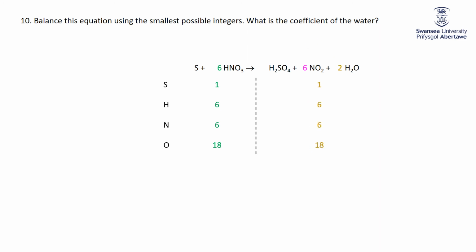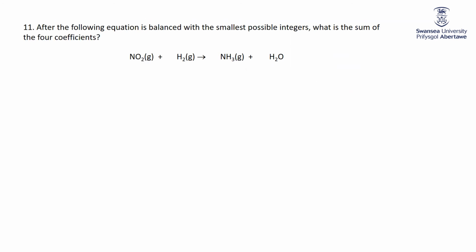Recalculate there, and we've got 1, 6, 6, 18. What's the coefficient of the water? Rather mundanely, 2 after all that messing around. Now, as a final one to balance, although of course we'll be balancing equations throughout the rest of the worksheet, what's the sum of the 4 coefficients here in this rather nasty looking one again? Again, it's a redox equation for those who like to do redox equations. But anyway, let's see what we got.